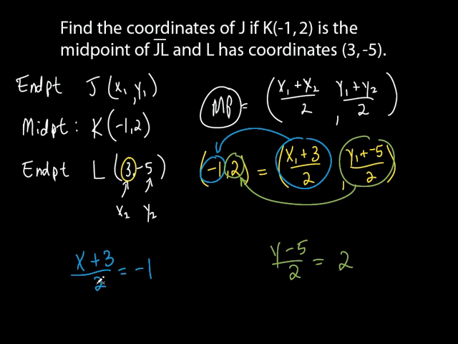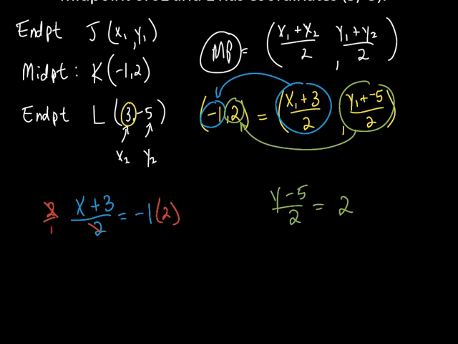Let's get rid of the 2 first of all. That's the first thing I would do. So I'd multiply both sides by 2 so they cancel out. Come over here and multiply that by 2. I'll scooch this up, give me some room.